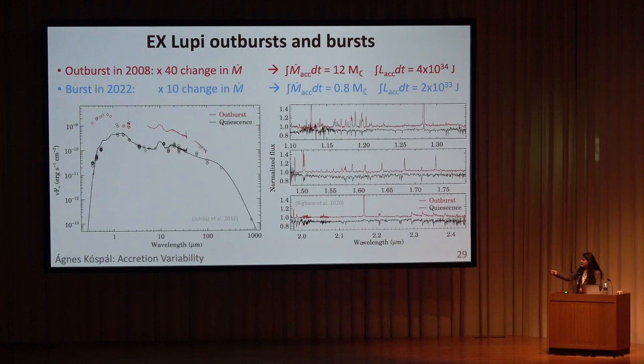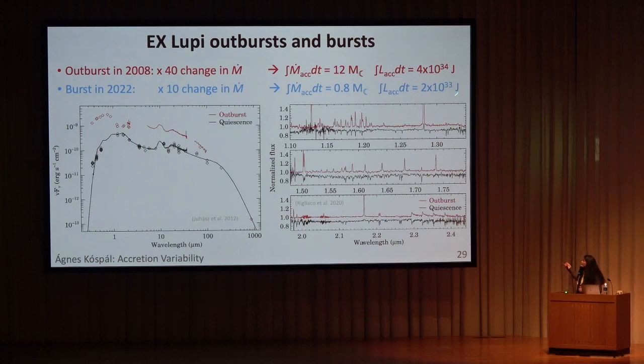I calculated how much mass was accreted during these events. This one lasted for half a year. This one lasted for about a month. So I could calculate this integral, m dot dt, and I found that during the large outburst in 2008, 12 moon masses of matter was accreted onto the star, while during the small burst, less than 1 moon mass was accreted. To put these numbers into context, EX Lupi typically accretes 1 moon mass in quiescence during one full year. So this is a significant increase in addition to that.